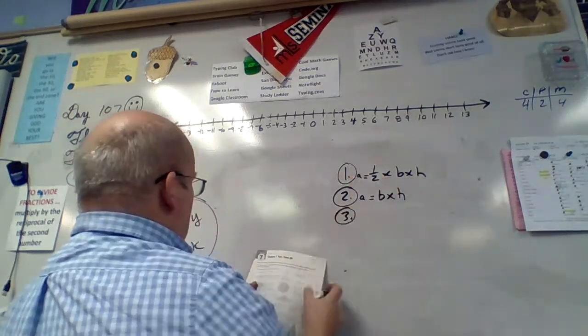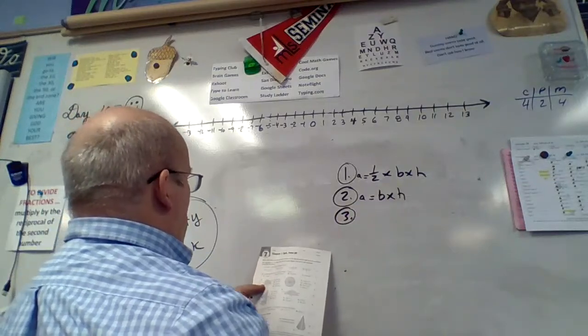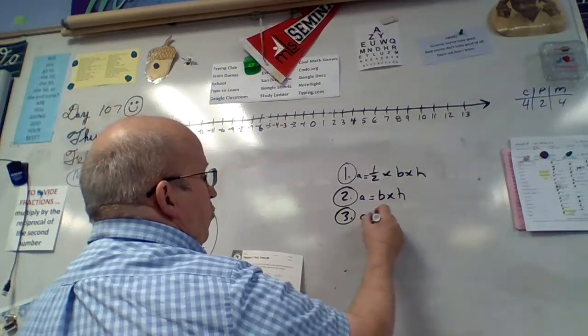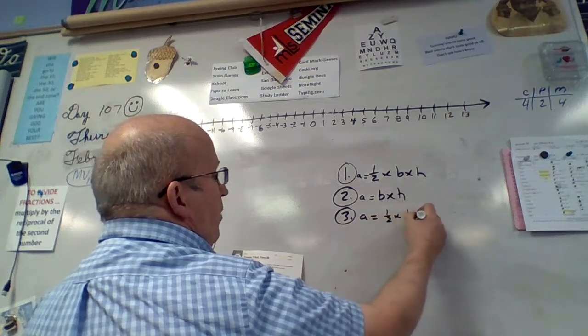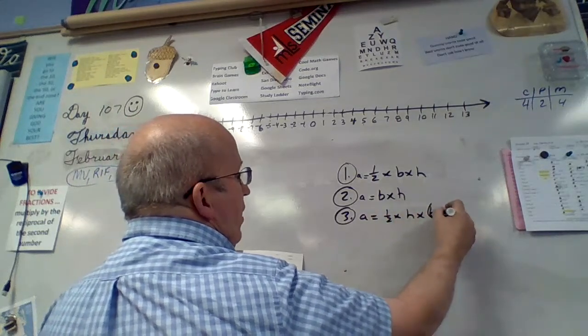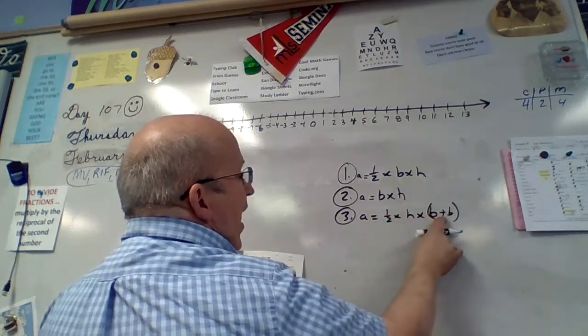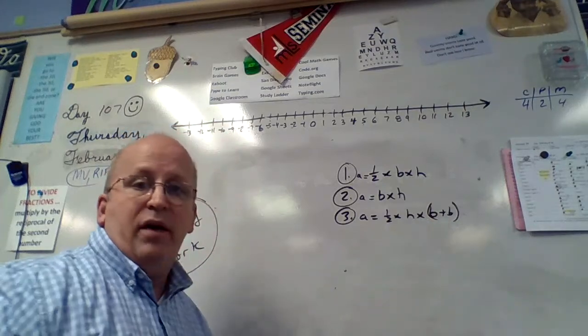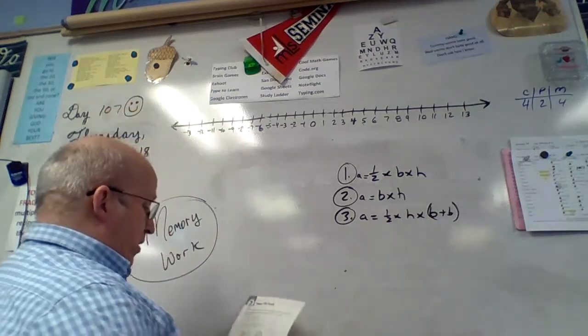Number 3, that's a trapezoid. So what do you do with trapezoids? That's 1/2 times the height times the adding up of the bases. 1/2 times the height times the adding of the bases.